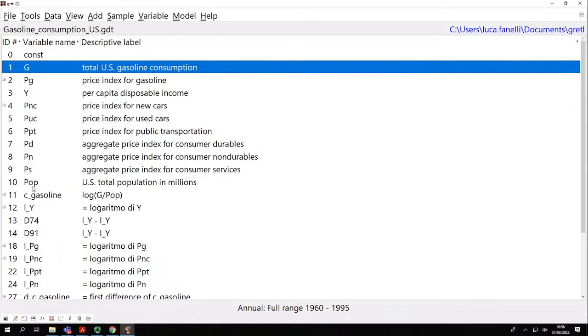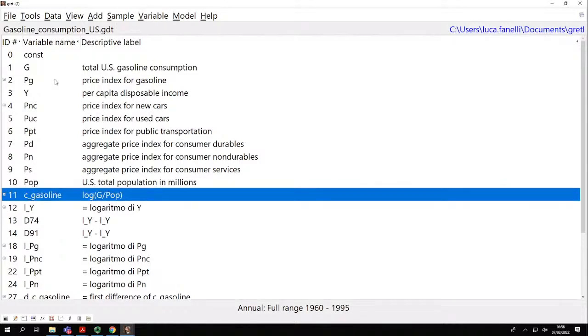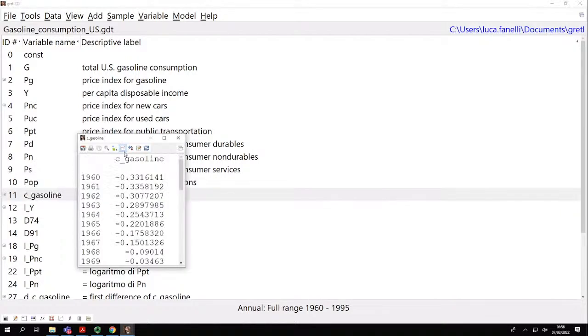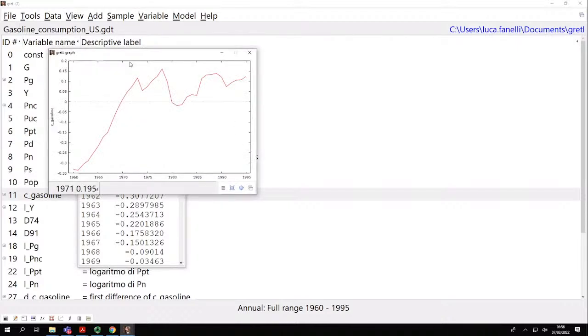In this data set, I did the job already. I have computed the log of total US gasoline consumption over POP. POP is the US total population in millions. So this is the log of the ratio, per capita gasoline consumption. Let me plot this number. You can see you find some negative numbers, but I'm not afraid of that. I'm just concerned with elasticities, with coefficients. Those are the important ingredients I want to estimate from the data.